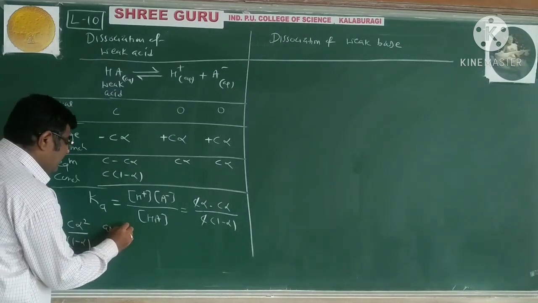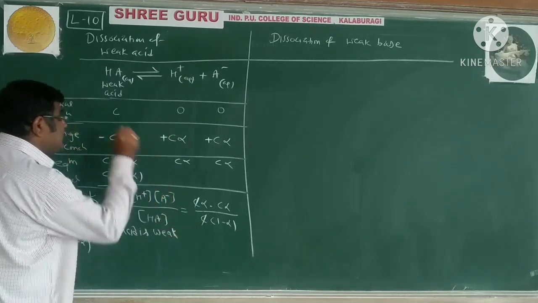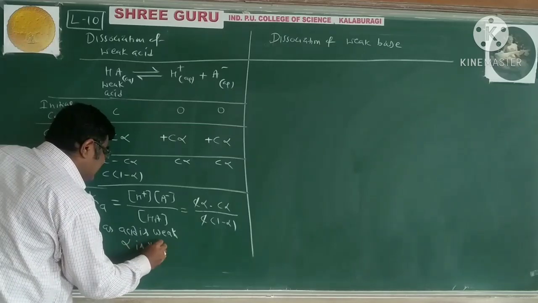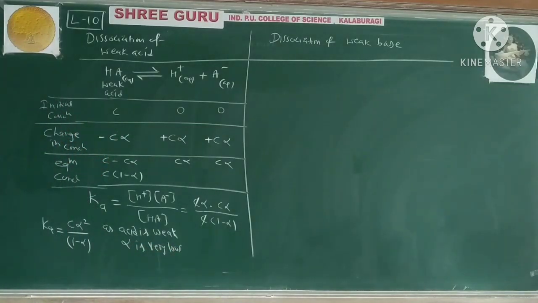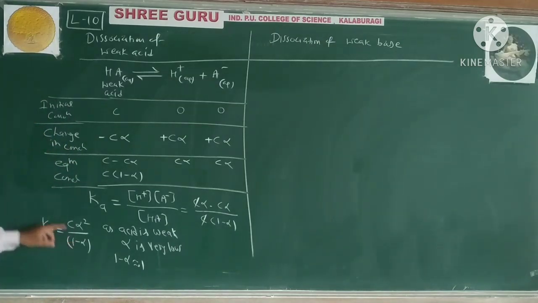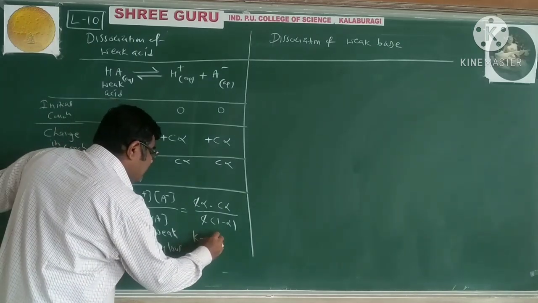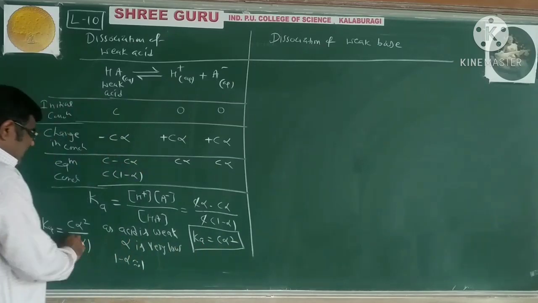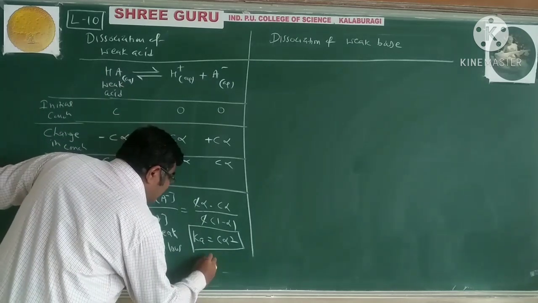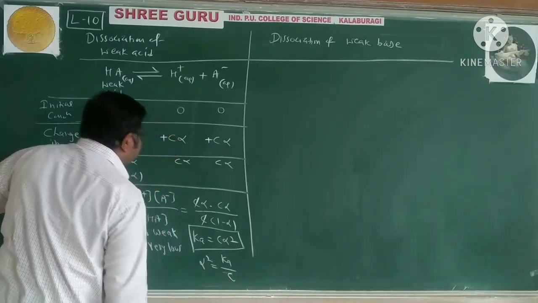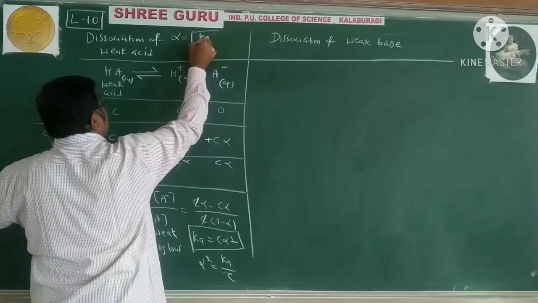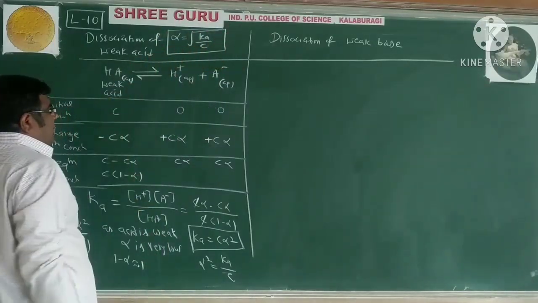But as the acid is weak, we assume that it is a weak acid, then only this reversible sign will come and equilibrium will be established. Alpha is very low, the degree of ionization is very low, so 1 minus alpha is nearly equal to 1. So Ka is equal to C alpha square, because we assume 1 minus alpha as 1. We can write alpha square is equal to Ka by C, and that's why alpha equals square root of Ka by C. This is another result we are getting.